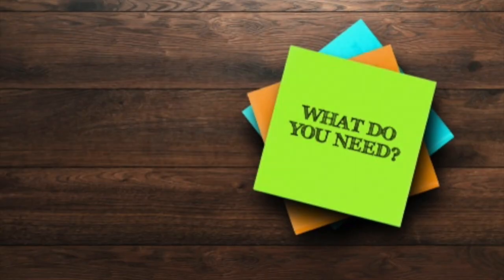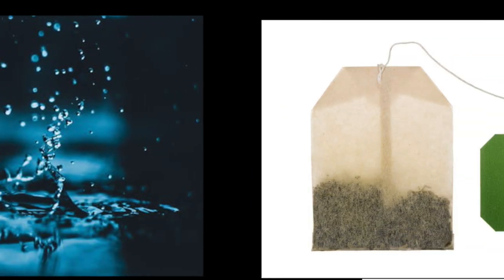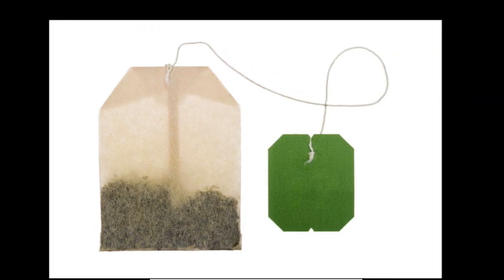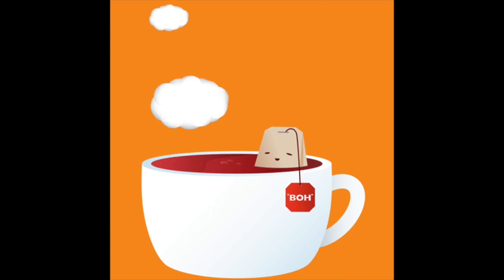So, what do you need to make a cup of tea? Well, you need water, tea, obviously, some kind of vessel to boil the water in, and then you need a bit of time for everything to brew. Making a cup of tea has a few steps. To start with, let's put some water in a kettle.